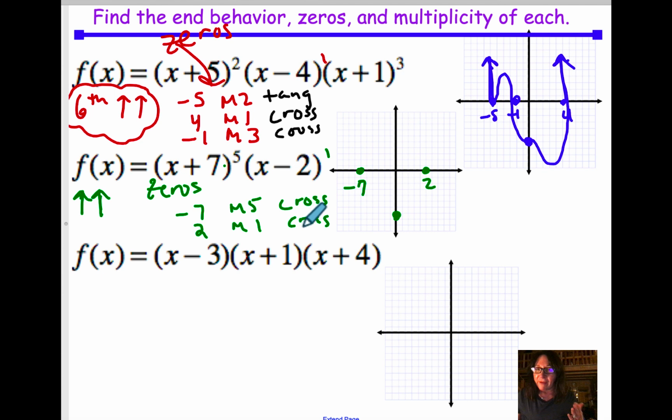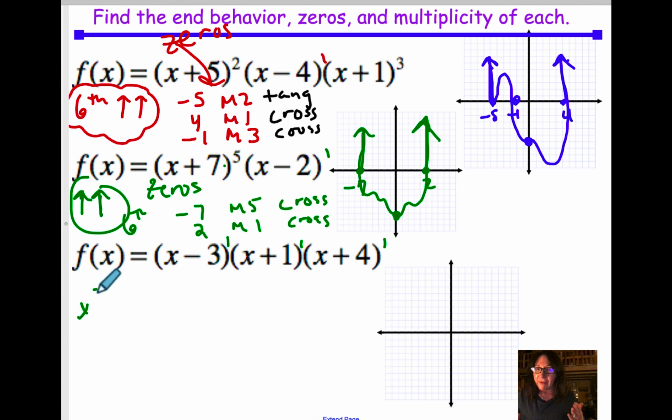But in the meantime, I need to put in my end behavior. And remember, it's a 6th power, 6th degree. So it's up and up. And even though I only see 2 zeros, what that means is somewhere in between, there's other stuff happening. And it's crossing at negative 7. So I cross through here, something happens, goes through there, more turns, and then it crosses through at 2, and I'm done.